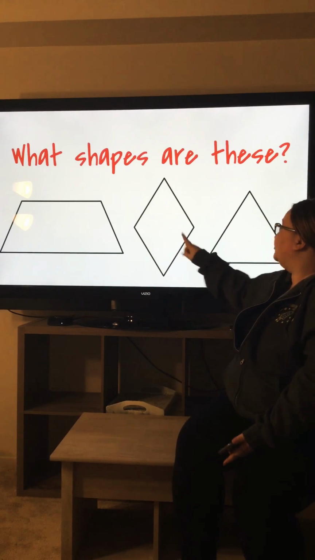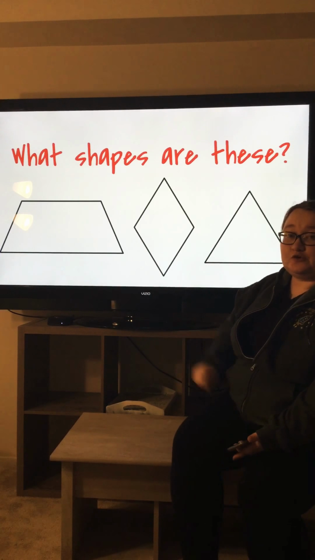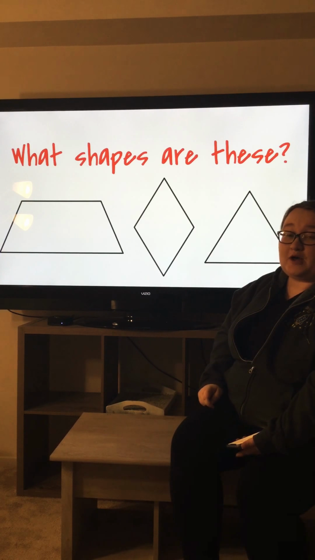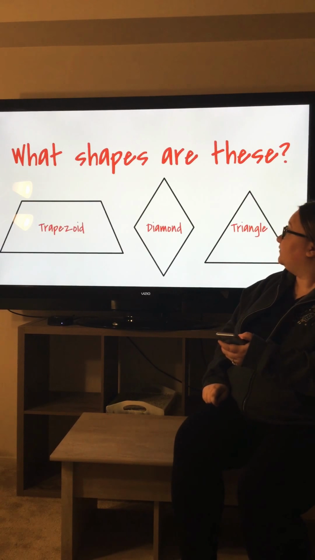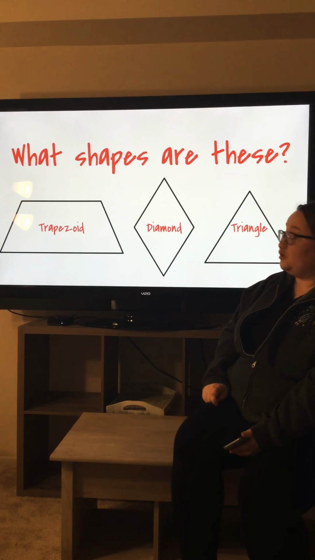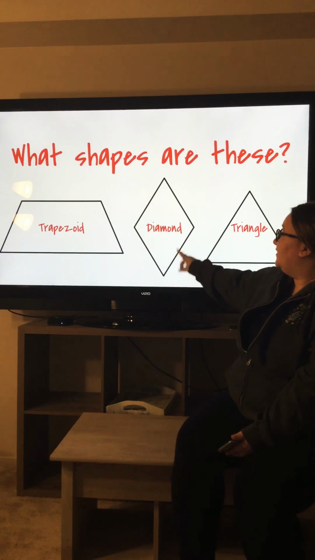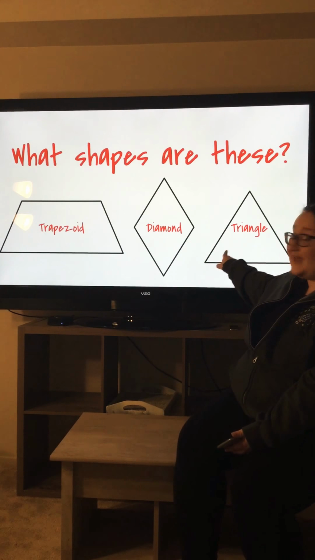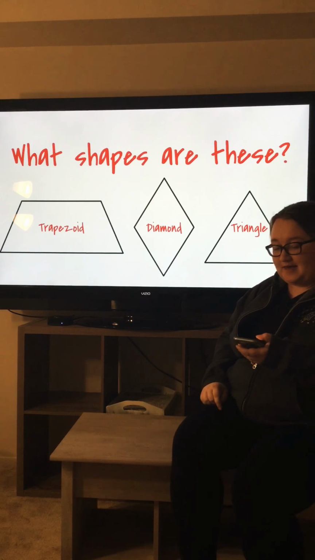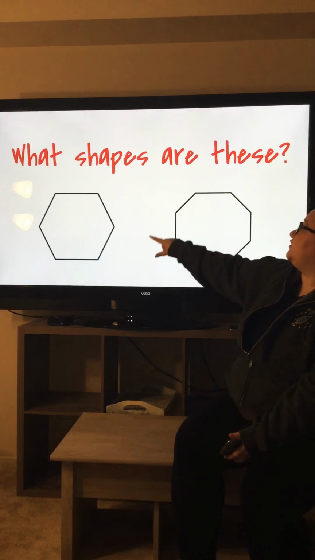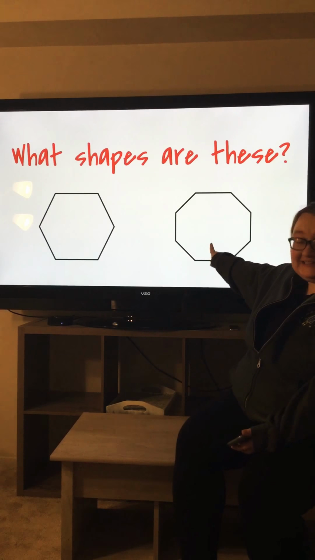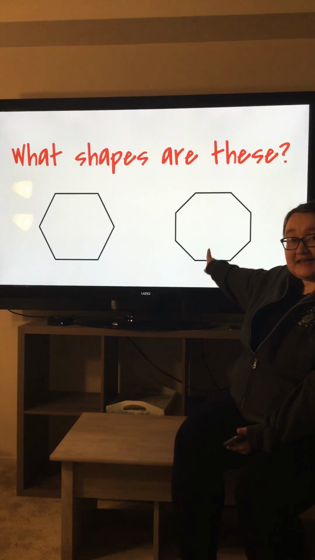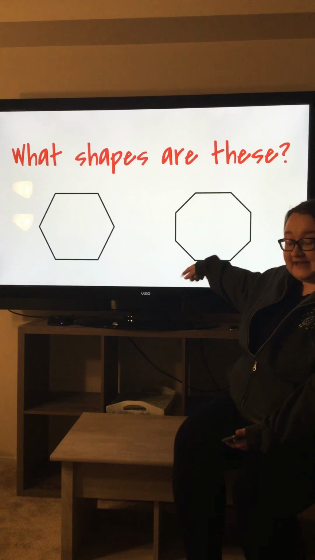We went over what shapes these are. You should have taken a minute on Monday to try and think of what these shapes were. So first we have a trapezoid, this one right here, a diamond, and a triangle. And then we talked about what these 2 shapes were, which are a hexagon and then an octagon. And remember, an octagon is the same shape as a stop sign.